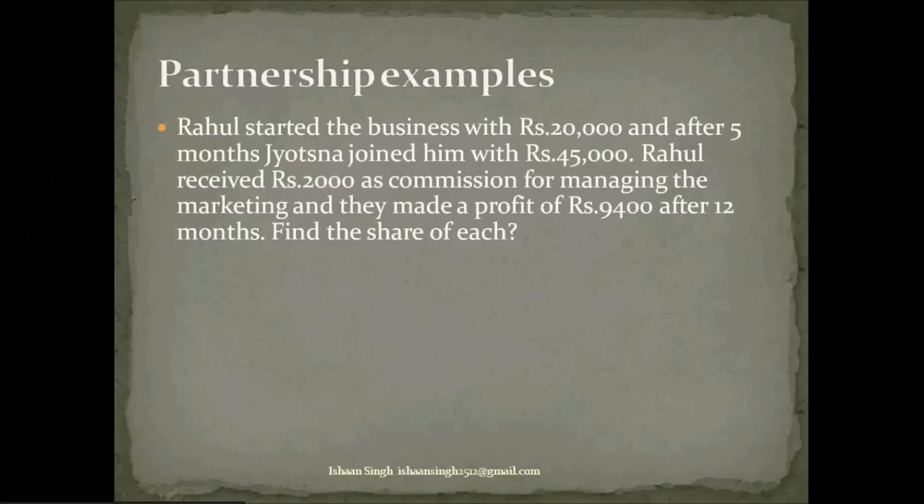So here you can see that the money they have invested is different. Rahul has invested 20,000, Jyotsna has invested 45,000. Rahul has done it for the entire 12 months, while Jyotsna joined after 5 months, so she did it only for 7 months, and plus Rahul also got the commission. So the ratio in which the profit will be divided will be equal to the ratio of the investment into the time period, but before dividing the profit we will be subtracting the 2,000 commission that Rahul got.